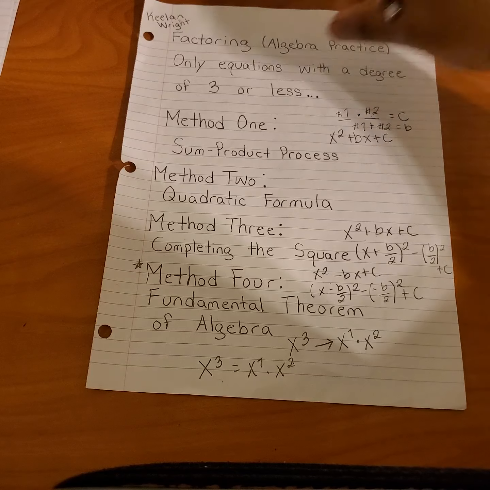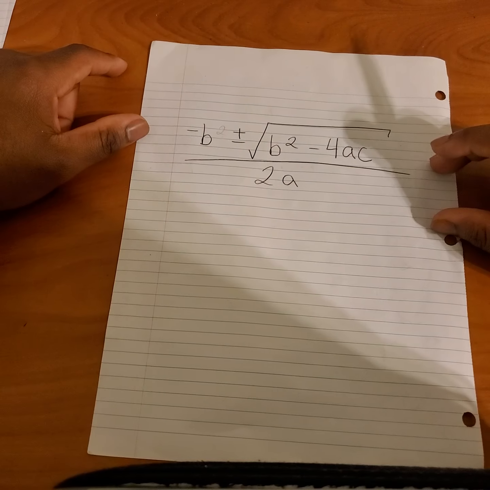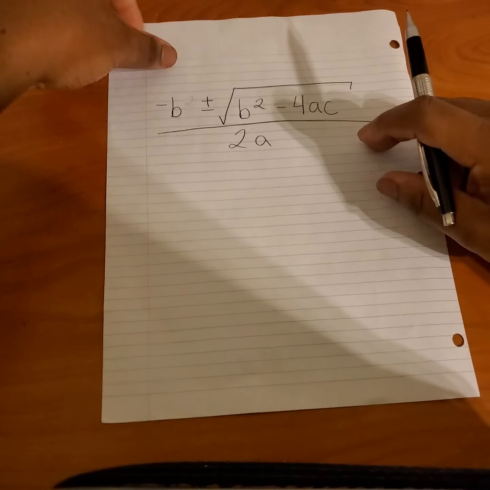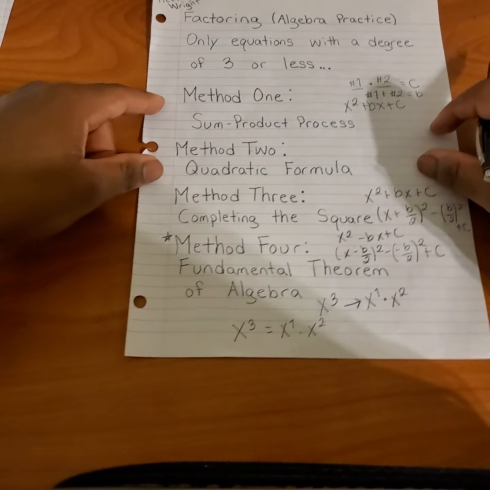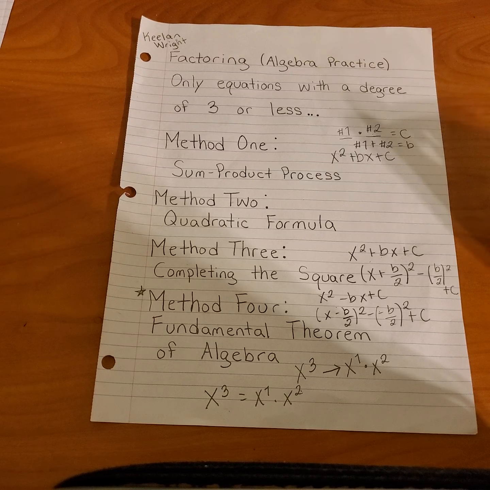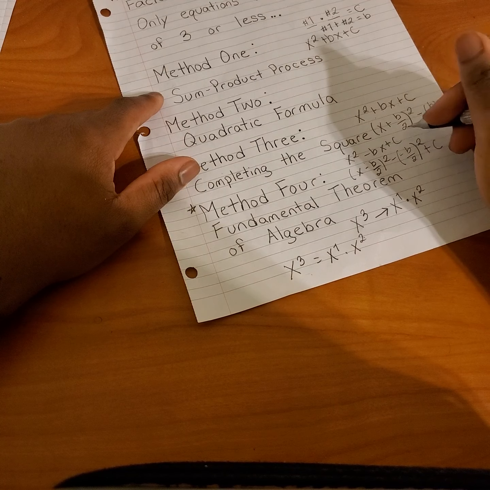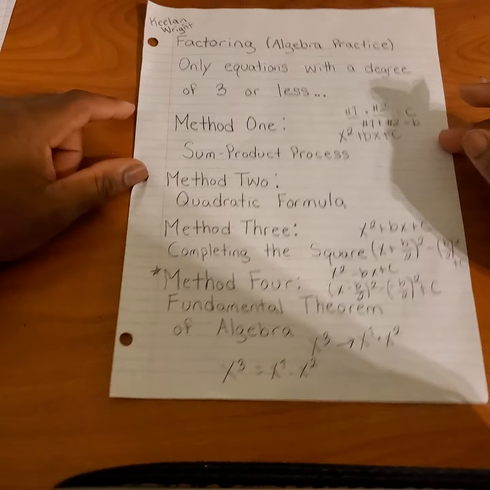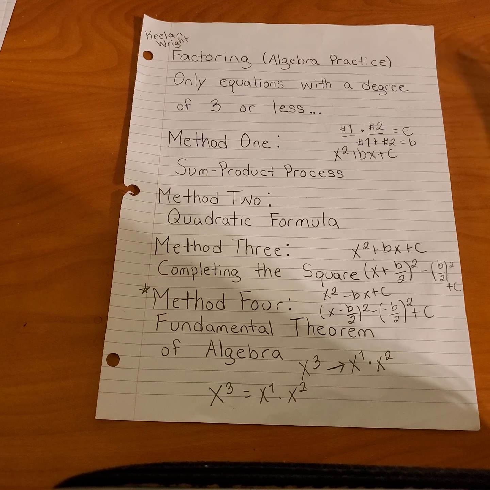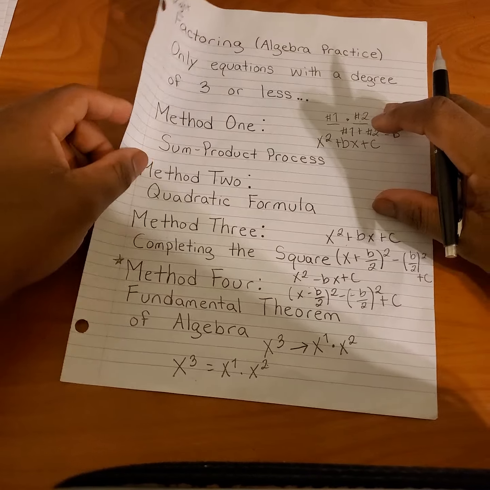The quadratic formula, you just memorize this formula, and you just plug in the numbers. And completing the square is where you take the original expression x squared plus bx plus c, and you divide b by 2, and then you basically square that. So it'd be x plus b over 2 squared minus b over 2 squared plus c. And this part right here is actually the perfect square. The fundamental theorem of algebra is just a manipulation of x times x squared to actually break the original question down into components with a degree of 1 and 2 to solve for it.